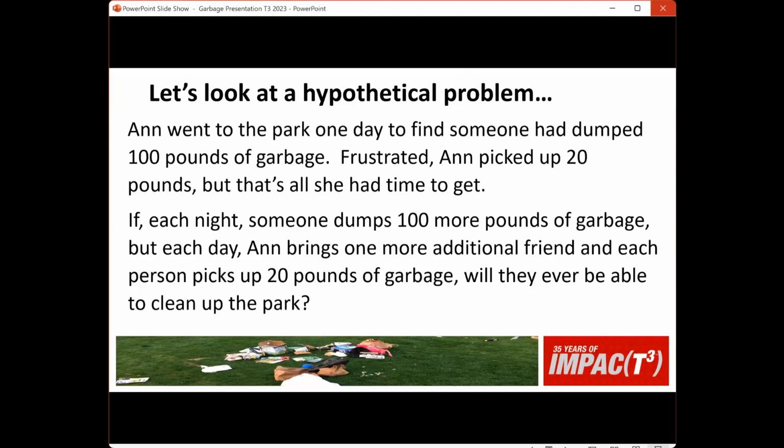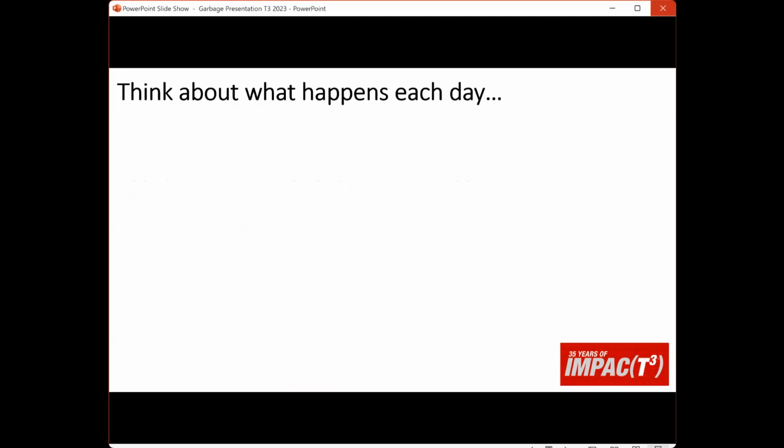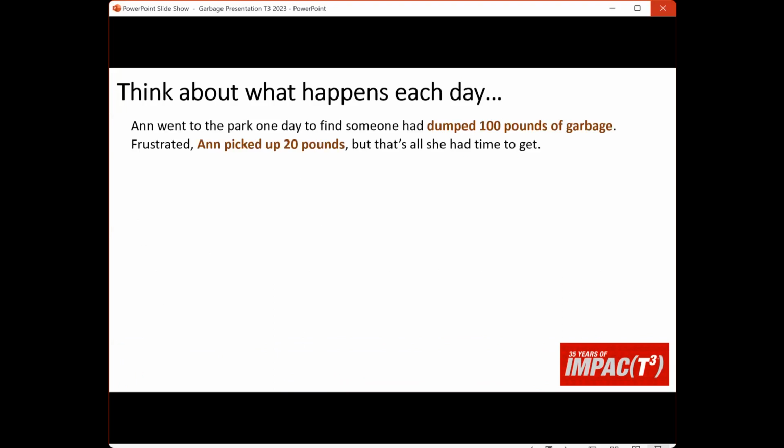Okay. Well, we're going to head on. Think about what happens each day in this situation. Okay. Anne went to the park one day to find someone had dumped 100 pounds of garbage. Frustrated, she picked up 20 pounds, but that's all she had time to get. Now, that's what you're given. And I highlighted the information that you probably need to know to the next place.